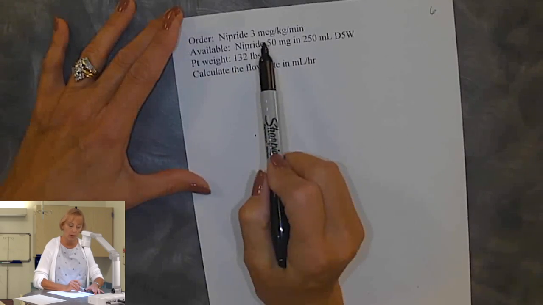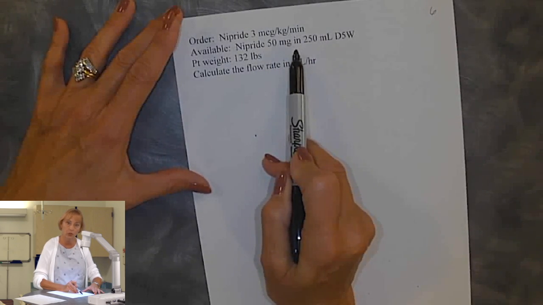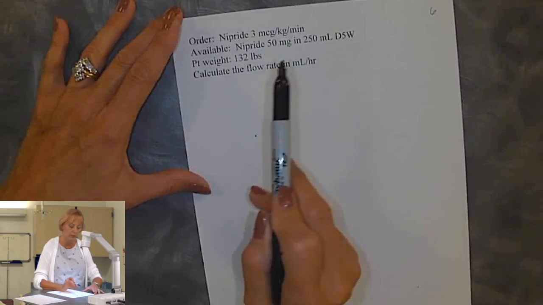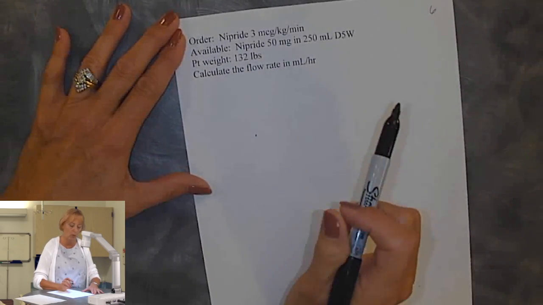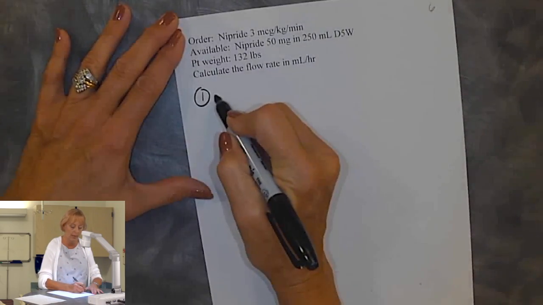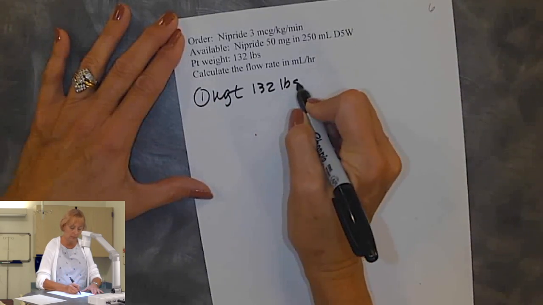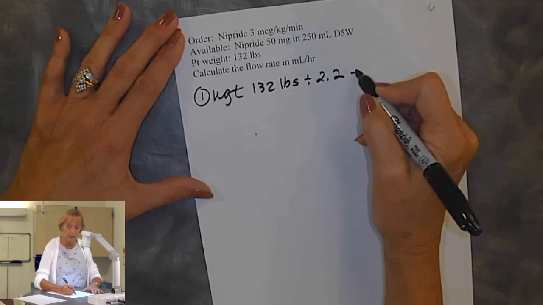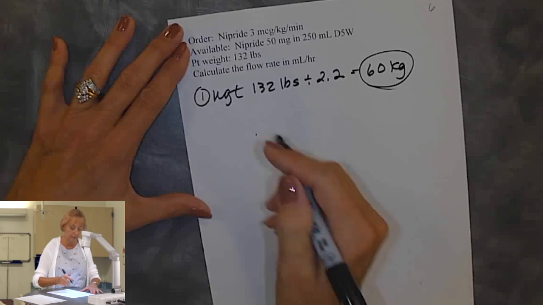Now, the last problem we're going to do is one more similar to the last one without all the prompts. So we have nipride, 3 mics per kilo per minute. You have nipride, 50 milligrams in 250 mLs of D5W. Your patient weighs 132 pounds. And we're going to calculate our flow rate, once again in mLs per hour, because that's what your pump is going to set. So step 1, we're going to convert our weight. 132 pounds divided by 2.2. Your patient weighs a nice magic even number of 60 kilos once again.